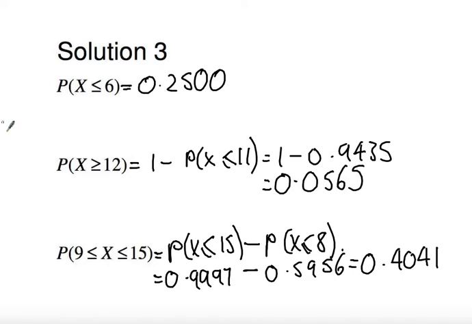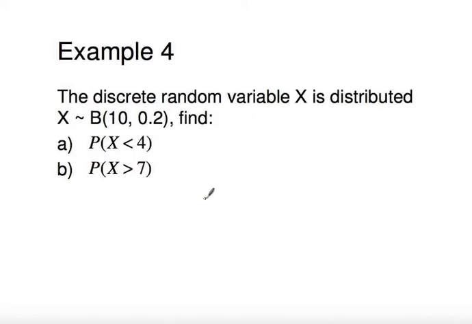So what we're going to do is look at something a little bit trickier now, and then I'm going to give you an example to try. So, same sort of idea. We've got the discrete random variable x distributed binomially with 10 trials and a probability of 0.2. I want to find the probability of x less than 4, and the probability of x greater than 7.